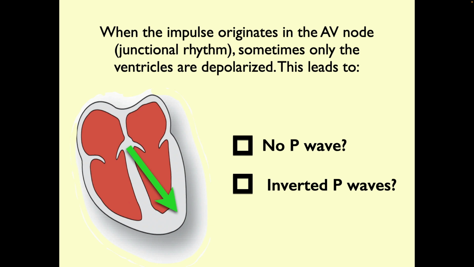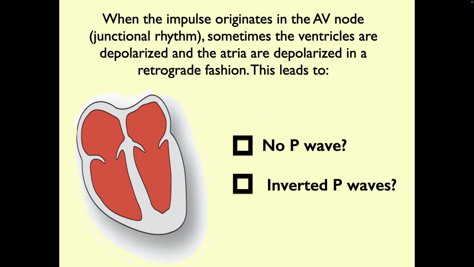Sometimes that's all that happens. There's no electrical impulse that goes back up into the atria. So if that's all that happens, is there going to be no P wave or an inverted P wave? Nicole, what do you think? No. Correct, okay, because there's no atrial depolarization at all, okay?